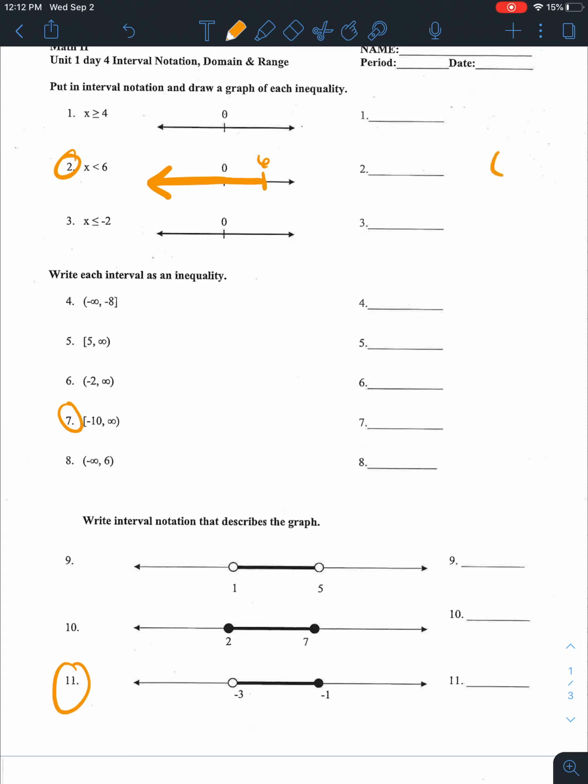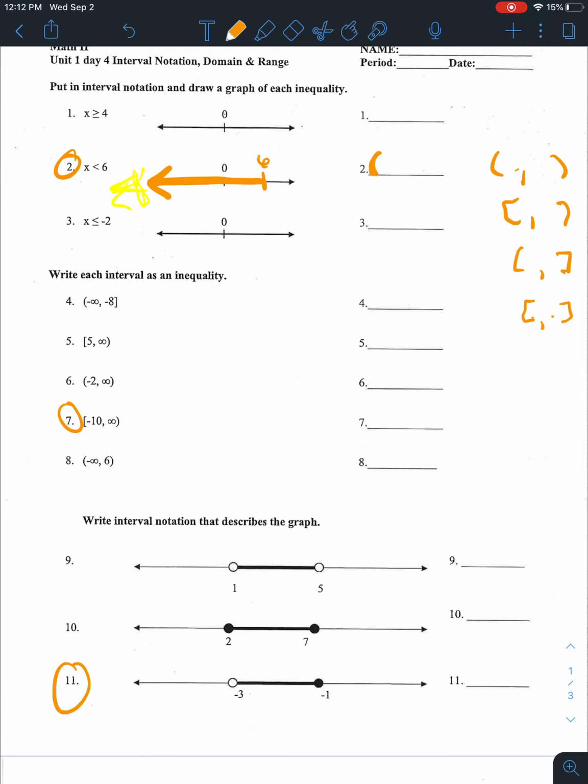I want to write it in interval notation, which means I want to use parentheses and brackets. I want to have something that looks like this, or maybe like this, or like this. This is interval notation. I'm going to have numbers in each of these spots, okay? So I'm going from left to right. On the left-hand side of my graph, I'm going to negative infinity. This is going to keep going forever and ever. It's never going to stop. So we're going to go to negative infinity.